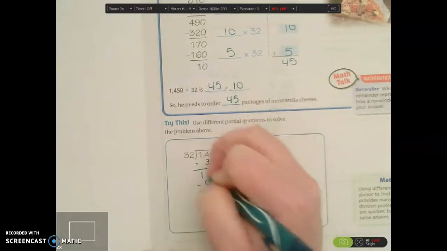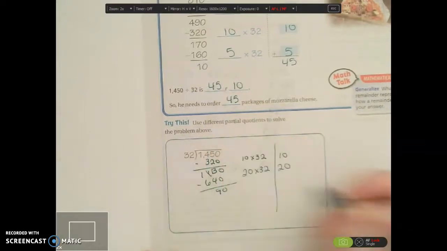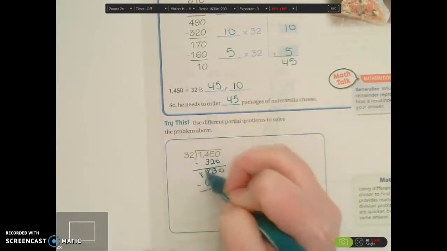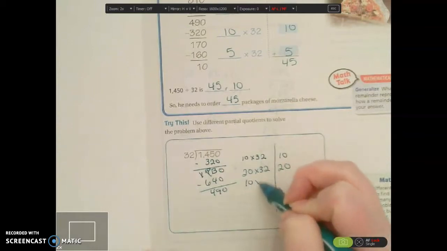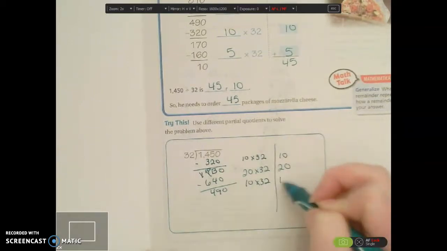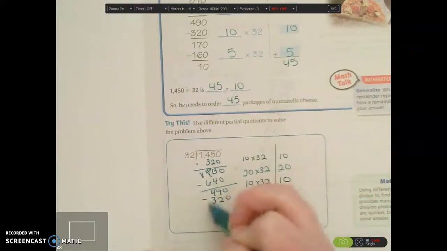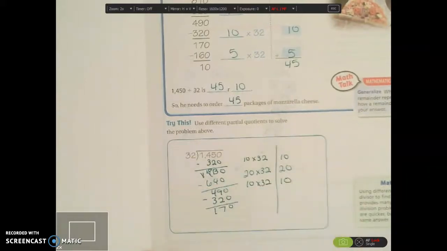0 minus 0, I have to borrow, so 13, that becomes 9. This is the 0, so now it's 10, so 490. So I can get another 10 times 32. 320. 170.